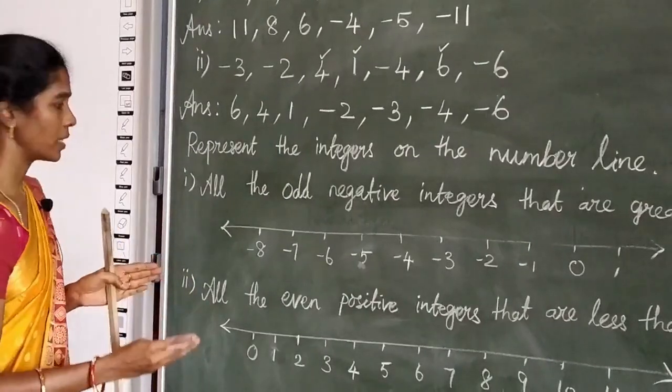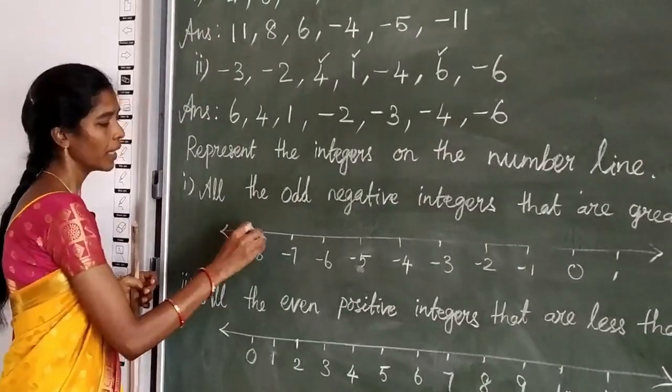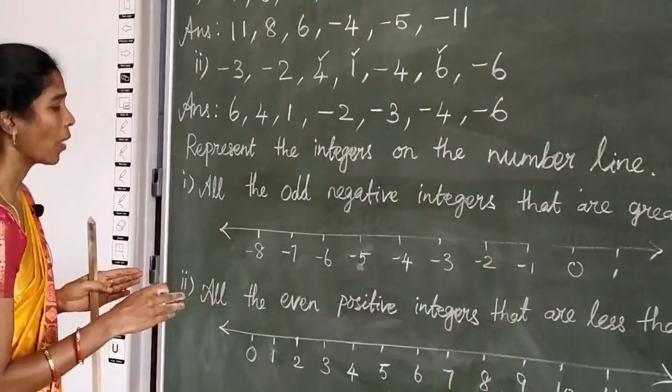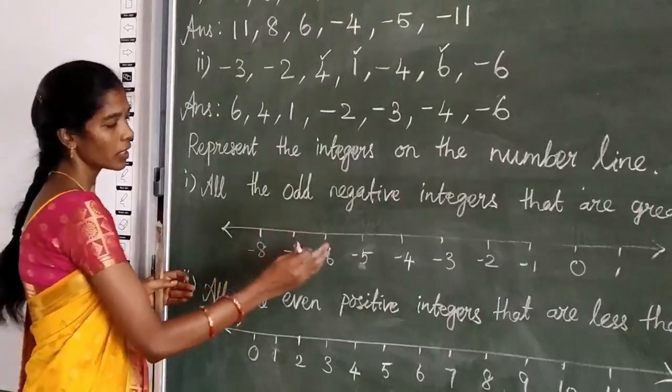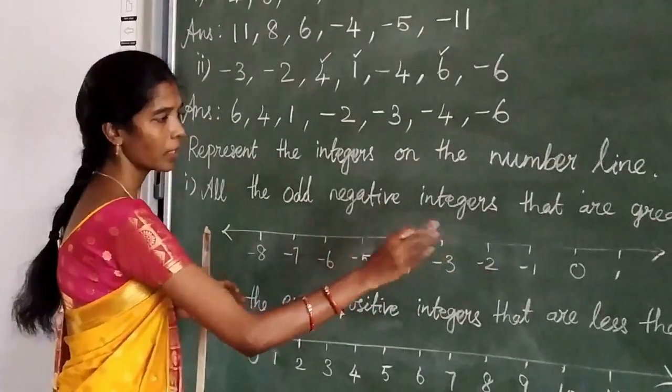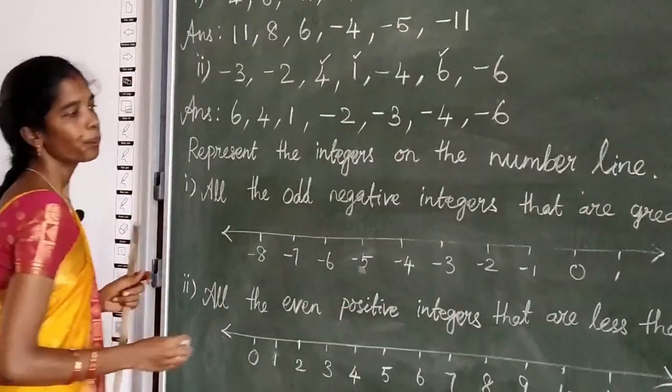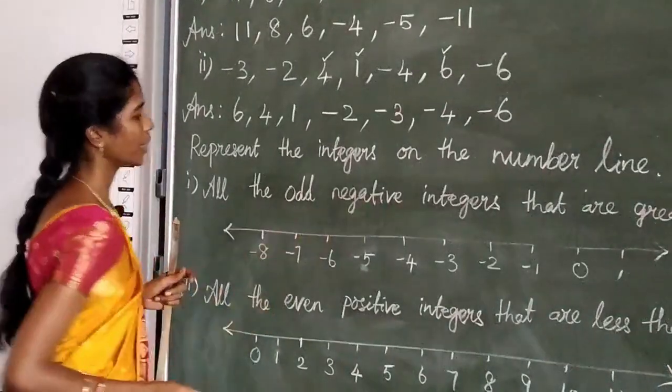So, greater than minus 8. Minus 8 is here. Greater than means we have to look at the right side of that number. So, on the right side, what are the numbers? Minus 7, minus 6, minus 5, it goes on. Okay. Then, odd negative integers.